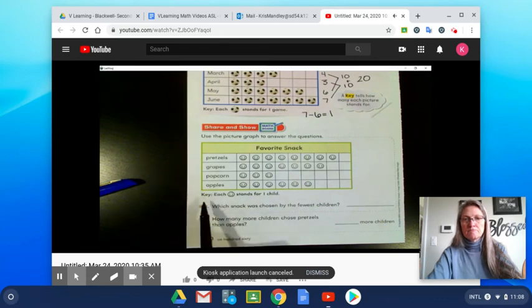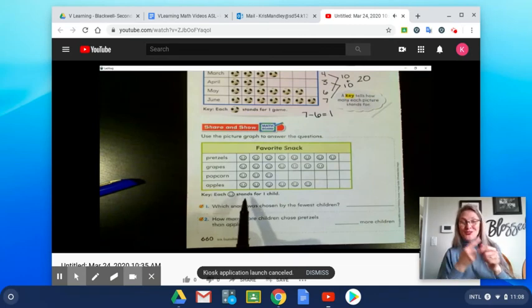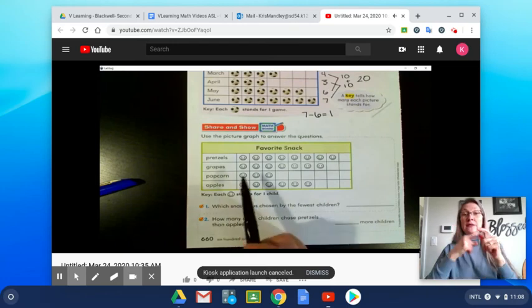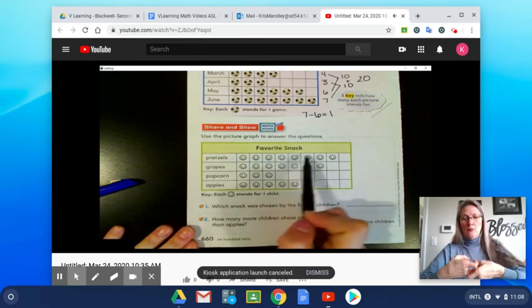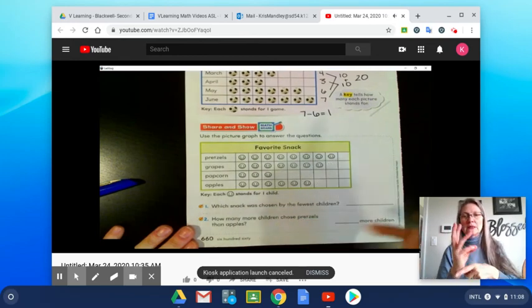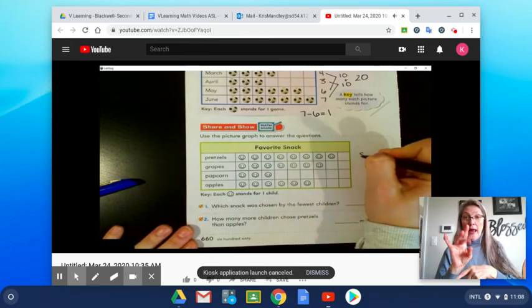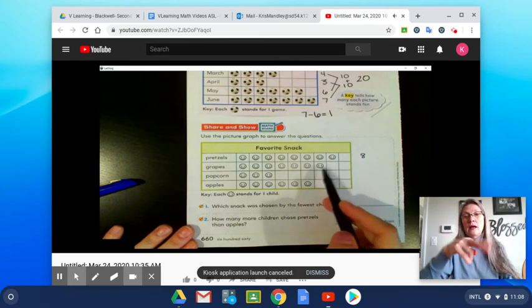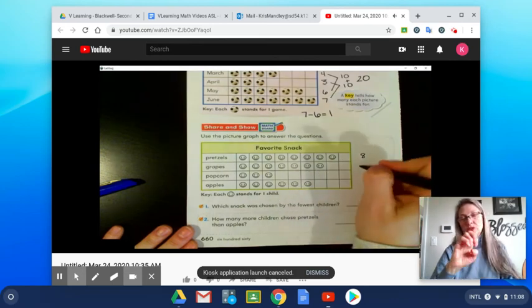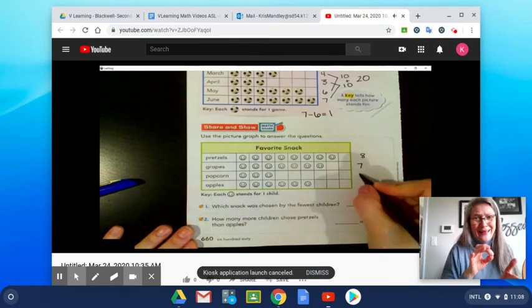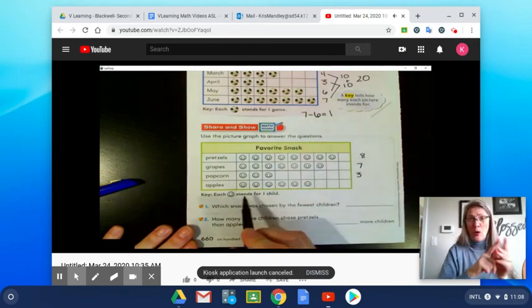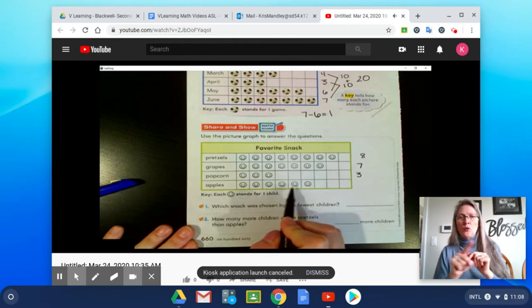I'm looking here and it says each smiley face stands for one child. So I know each time I see a smiley face, it's going to be 1. Looking at my pretzels, I have 1, 2, 3, 4, 5, 6, 7, 8. So 8 friends chose pretzels. 1 less than 8 is 7. I don't need to count. I can look right here and see I have 3. And this has 1, 2, 3, 4, 5, 6.